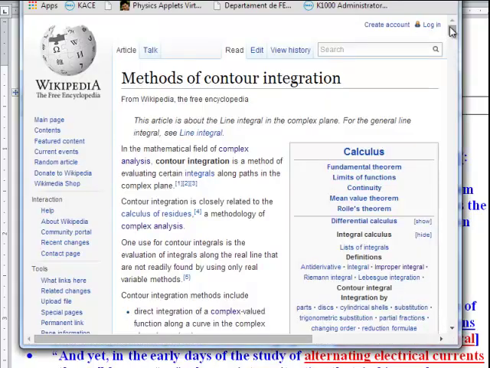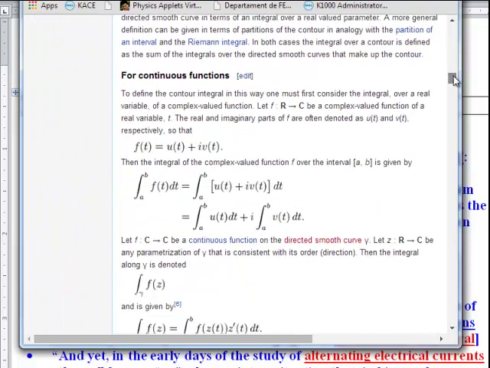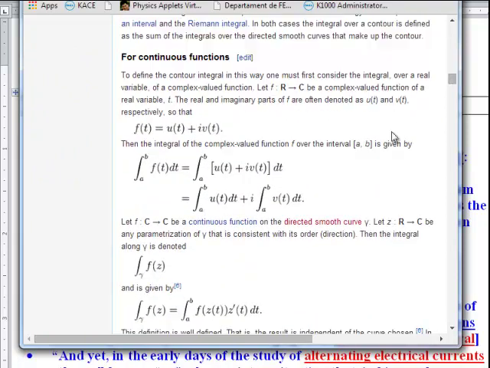Some integrals in calculus cannot be readily integrated, or some functions cannot be readily integrated using real numbers, so there's a switch to complex numbers, and then with those some functions can be integrated with complex numbers.